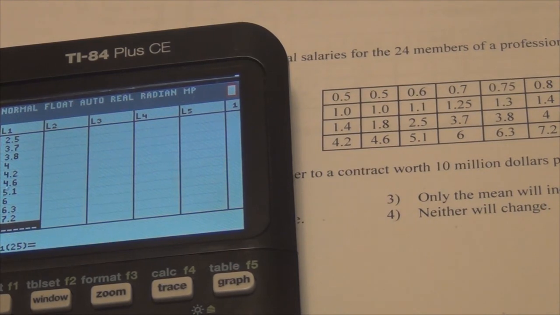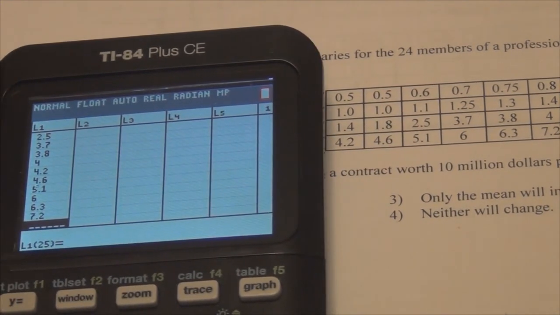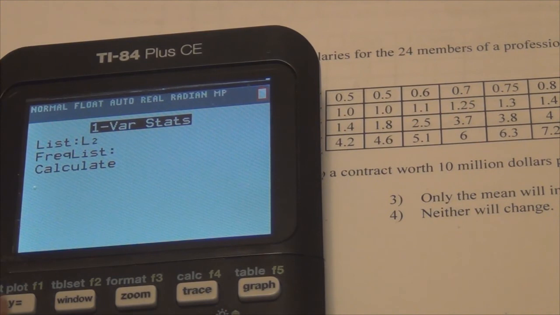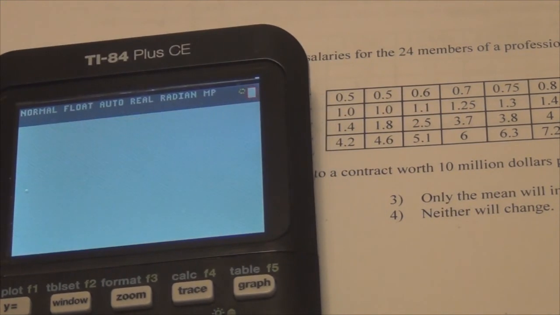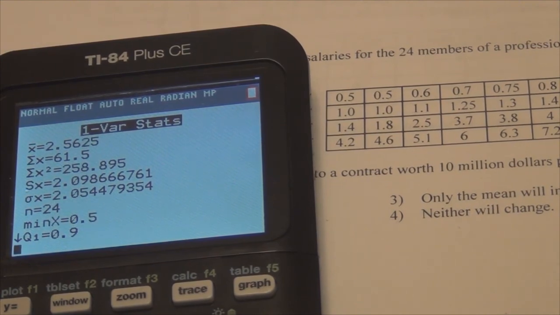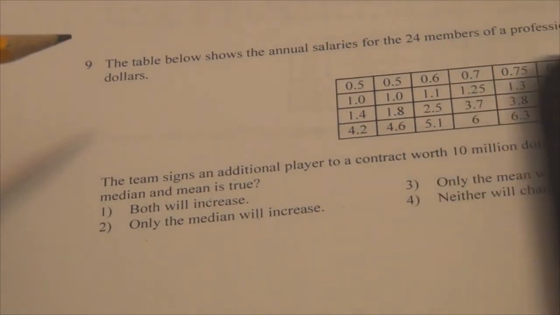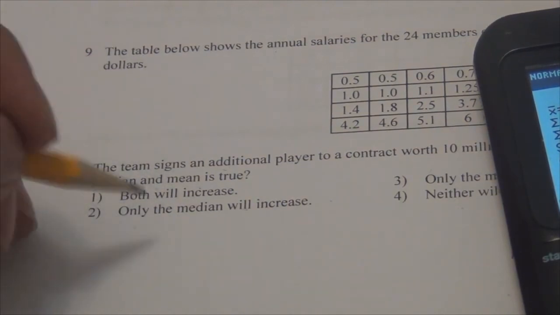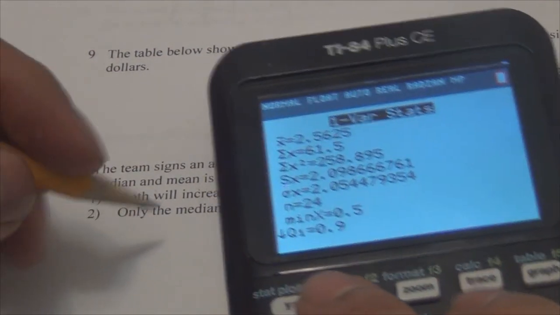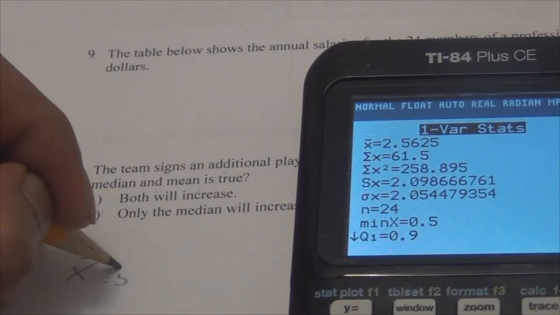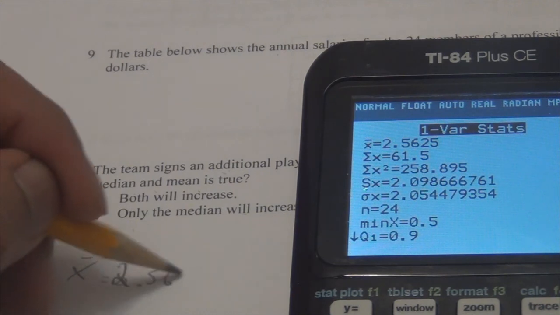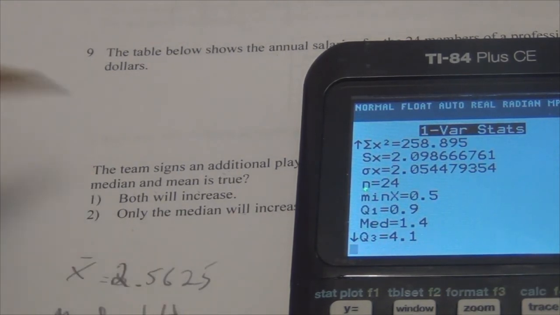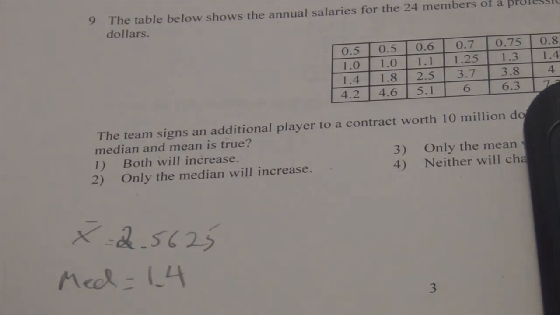Okay. Anyways, so I got all the numbers. Now I'm gonna calculate everything. Stats, calculate. Okay, where did I put my information? In L1. Okay, so this is the information. Now I am going to talk about the median. Okay, this is the team size. Which statement about the median and the mean is true? Both will increase, I don't know. Let me write down the mean. So the mean is 2,005,625. The median is 1.4 million. Okay, that's all I needed to know.